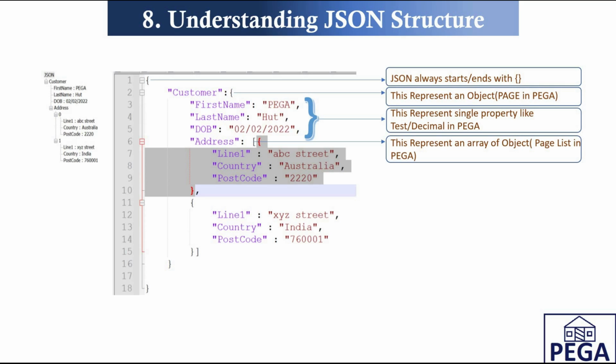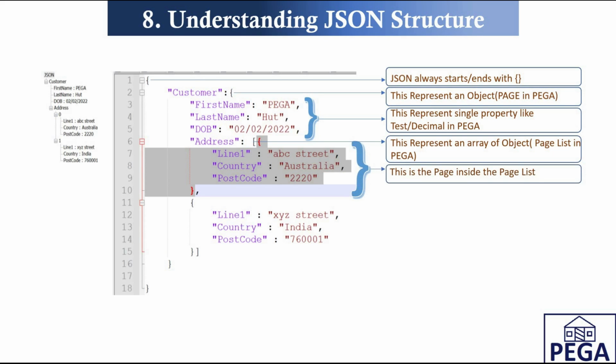So if you see, it's not curly braces, it has square braces. Now you need to focus on one thing: address is a page list which has line 1, country and postcode, and this is repeated, right? That's the reason why line 1, country, postcode has to be in curly braces.